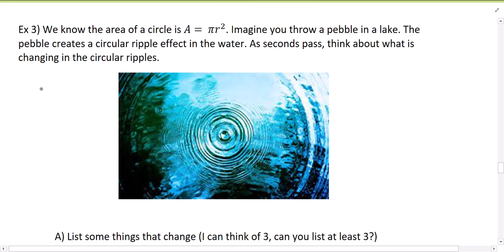In this video, we're going to continue exploring the concept of implicit differentiation. And this is part 2 of our video series for that topic. So here's an example. We know the area of a circle is A equals pi r squared.